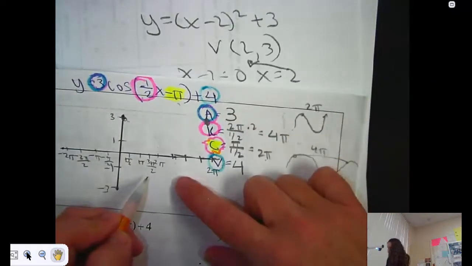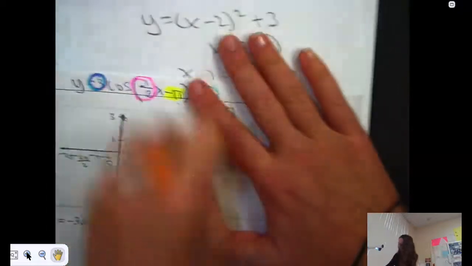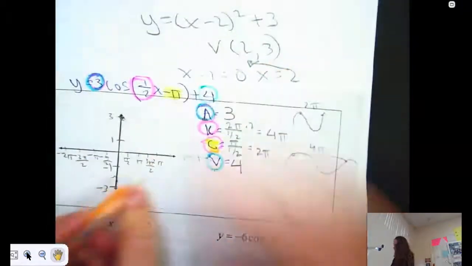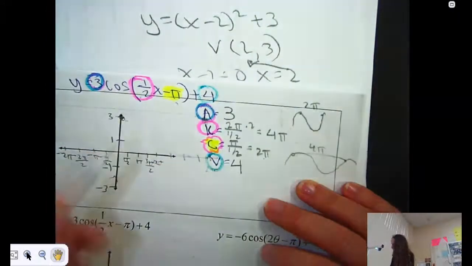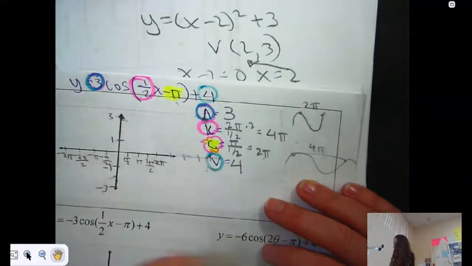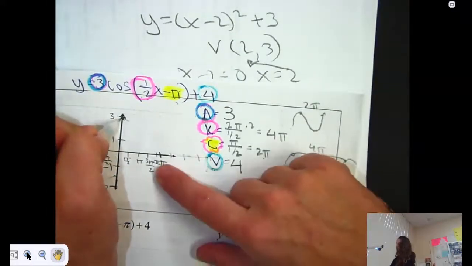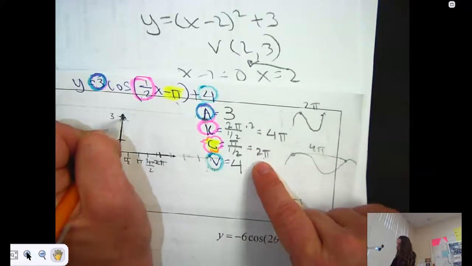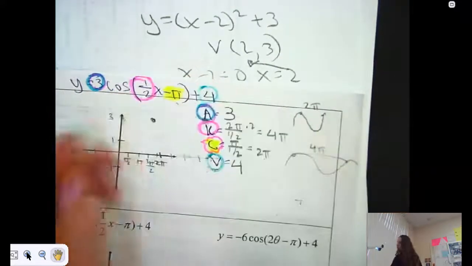Pi. So let's see, hold on. Oh, wait a minute, I messed up, I'm sorry. Hold on, we're good. I just can't read my own writing. Okay. Stir, repeat, just kidding. Here is my 2 pi. So normally this would be the top of my hump, but since I'm phase shifting 2 pi, this is the top of my hump. Okay?